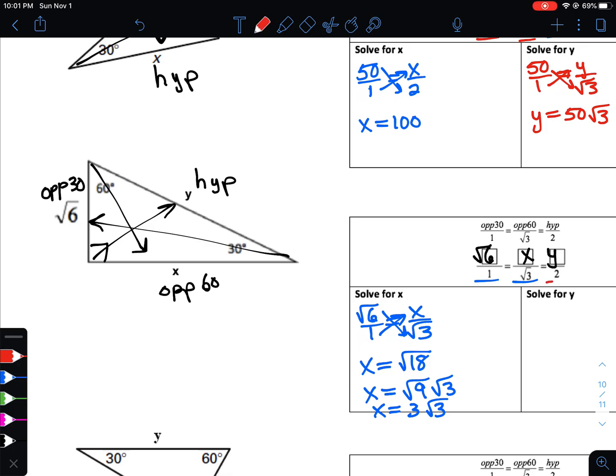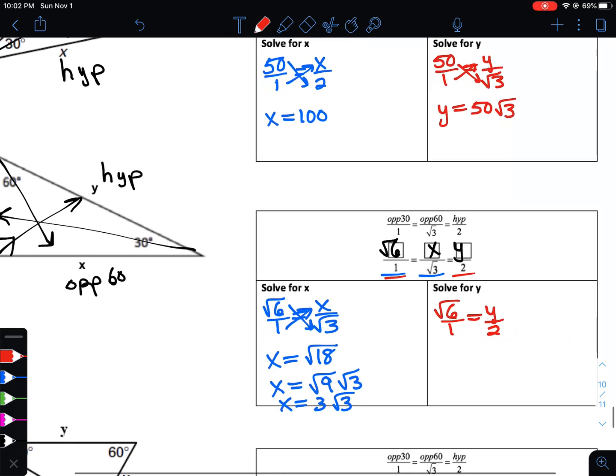All right, so now let's solve for y. So we'll take y over 2 and set that equal to square root of 6 over 1. Again, once you've got that set up, just go ahead and cross multiply. So 1 multiplied by y is 1y. Square root of 6 multiplied by 2 is 2 square root of 6. And actually at that point, we can't simplify anymore, so we would be done.